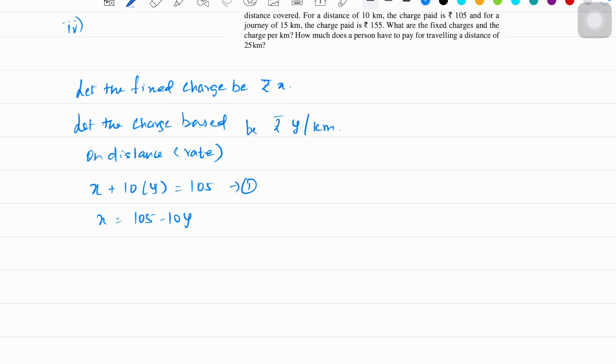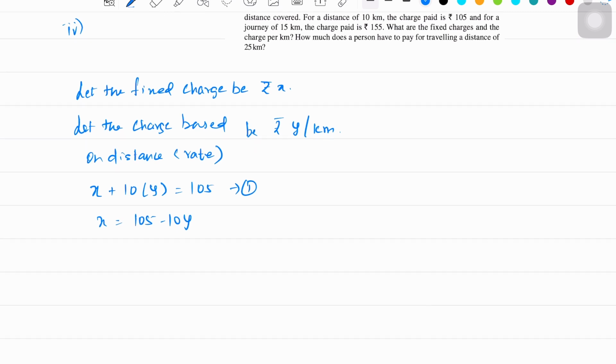Now what is the second scenario? And for a journey of 15 kilometers, the charge is 155. So similarly, X plus 15 times Y equals 155, or X plus 15Y equals 155. So this is equation 2.